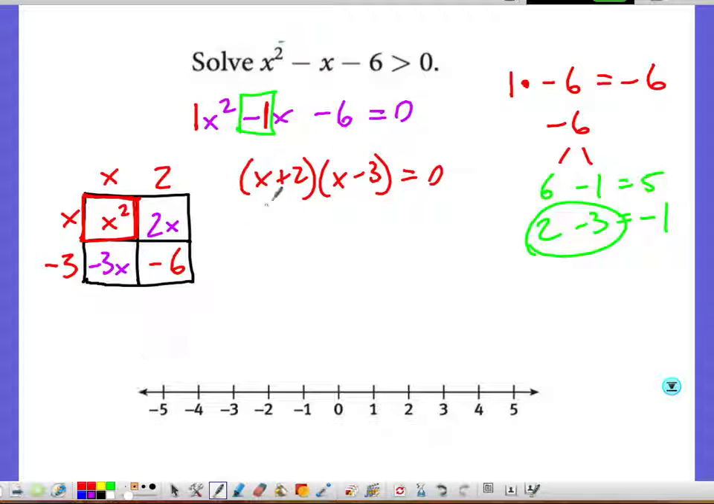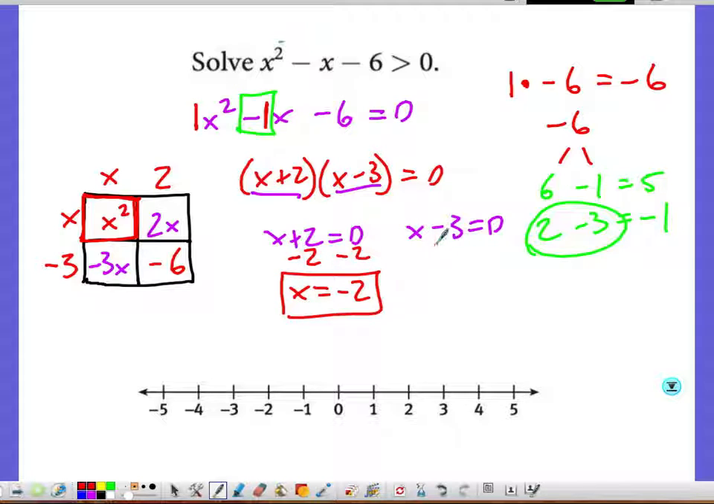Now the next thing we want to do is use the zero product property and set each factor equal to 0. So we have x plus 2 is equal to 0 and x minus 3 is equal to 0. Next thing that we do is solve each equation for x. So we have to subtract 2 here from both sides, and we get x equals negative 2. And here we need to add 3 to both sides, and so we get that x is equal to 3.